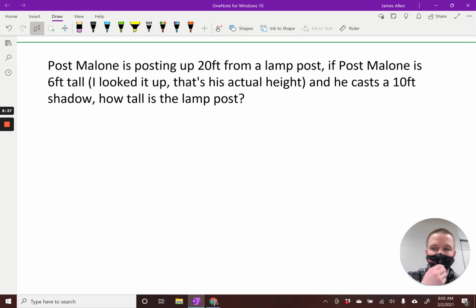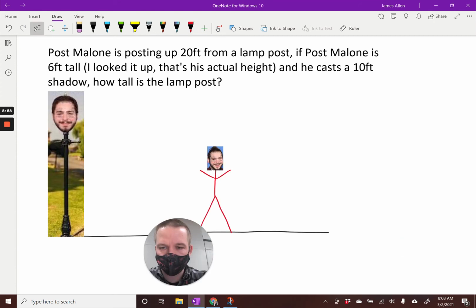Good work. All right. Application time. We got Post Malone posting up 20 feet from a lamp post. If Post Malone is 6 feet tall, I did actually look it up, that's his actual height, the internet said so, and he casts a 10-foot shadow, how tall is the lamppost? I think we should draw a dope picture of Post Malone. I'm going to pause.